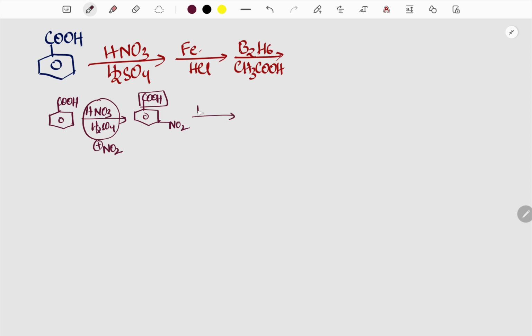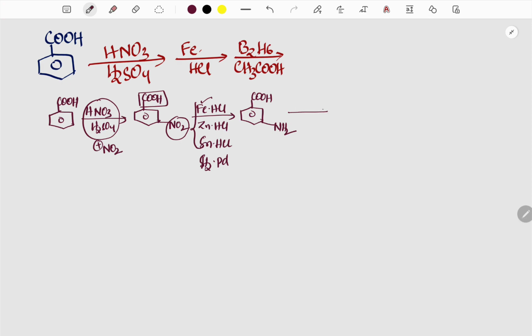Now it is treated with Fe/HCl. Also we can use Zn/HCl, also we can use Sn/HCl, and we can also use H2/Pd. And among these, iron is best. So here the NO2 group will be reduced to the corresponding NH2.